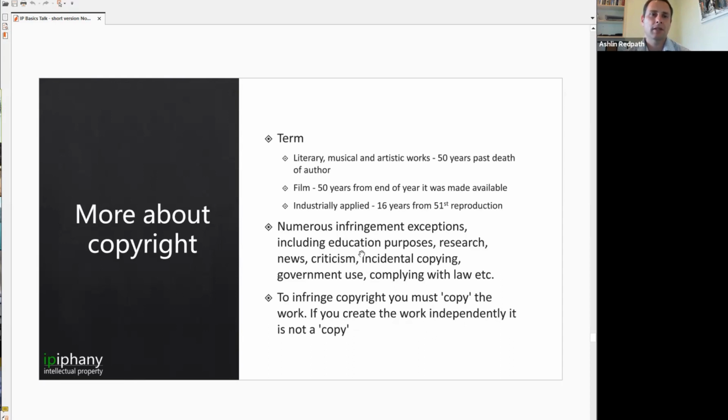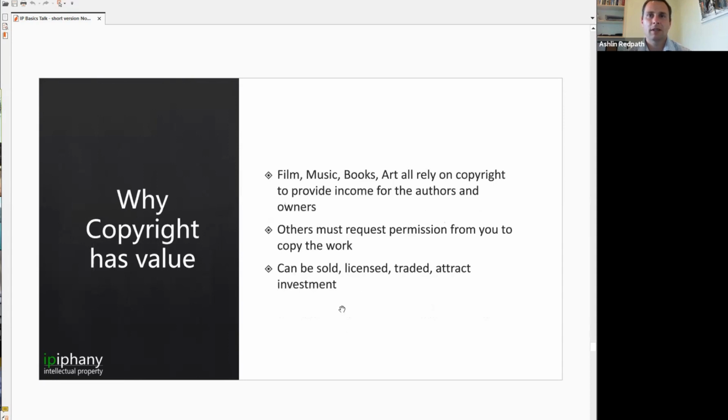There are lots of exceptions to copyright infringement. We won't get into those here, but for example, if you're reporting in the news, you are not infringing copyright if you quote someone else. We talked about that. Copyright is obviously very valuable. Musicians rely on it to receive income, as do filmmakers and authors. It can be sold, licensed, traded, and used to attract investment.